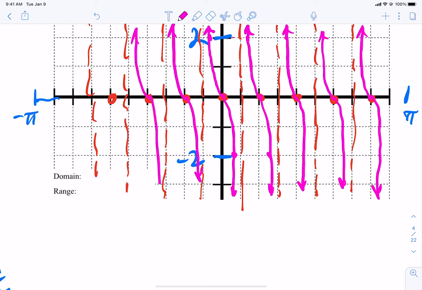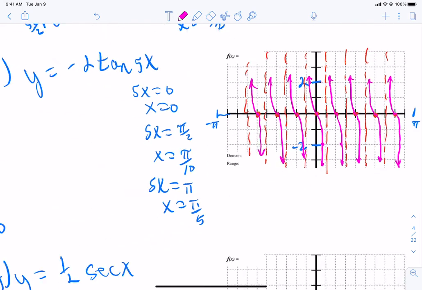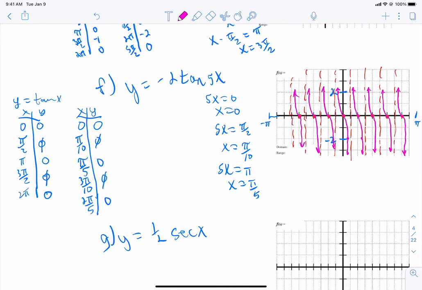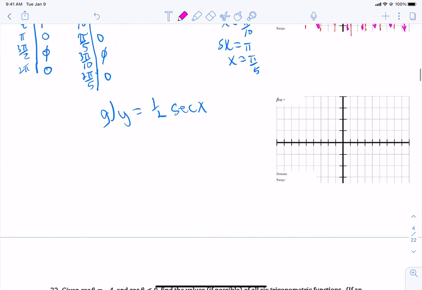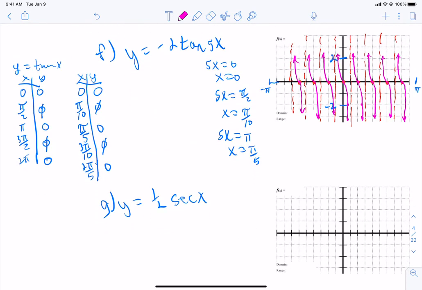Now remember, cotangents naturally look like this. So if they had a negative in front, you would have to flip them over. So that's what your graph for F looks like. Let's look at G. Let me give you a minute to write that down, and then we'll talk about G.